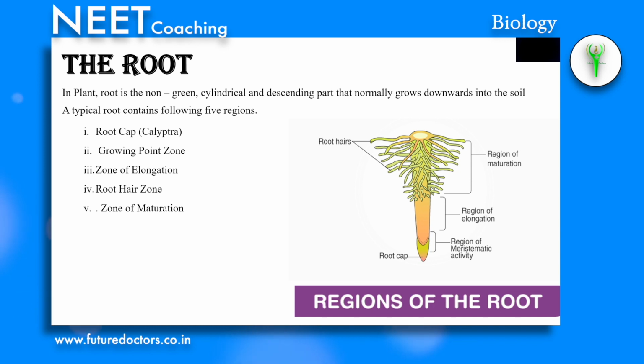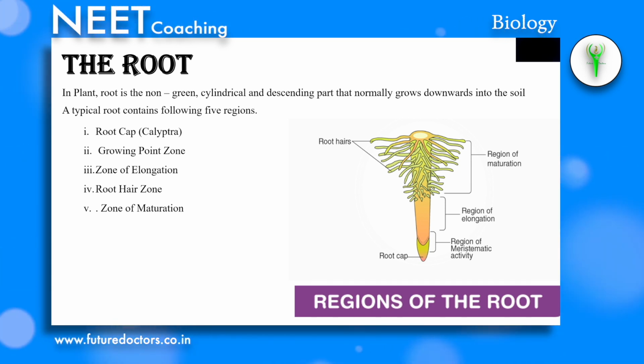And the next is growing point zone. It is small, thin, walled region having dense protoplasm. It lies partly within beyond the root cap. Its cells divide regularly and repeatedly for elongation. It is responsible for the growth of the root.